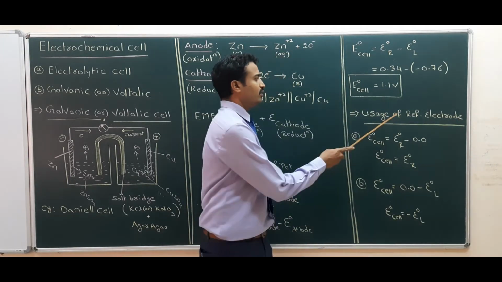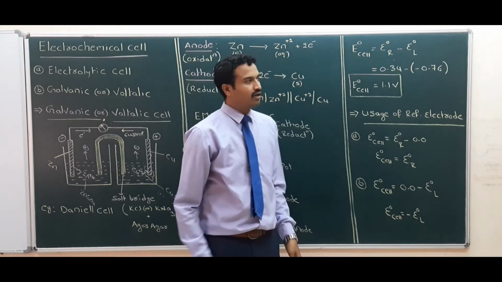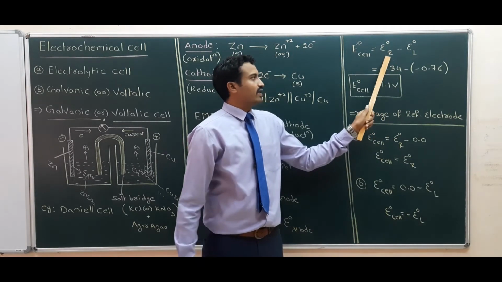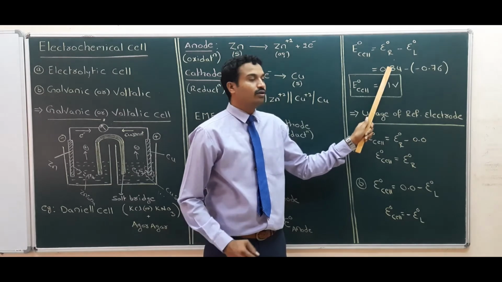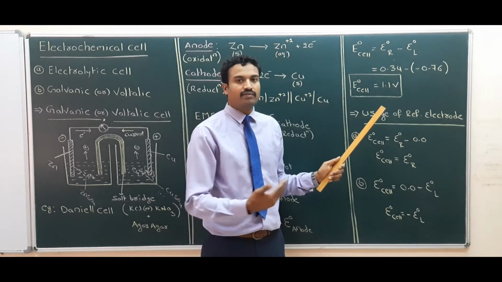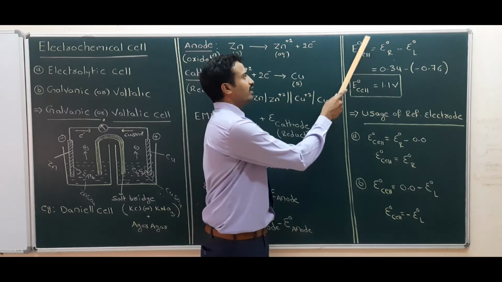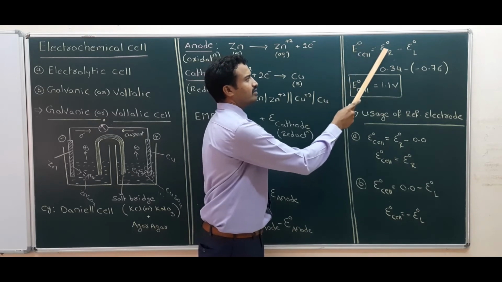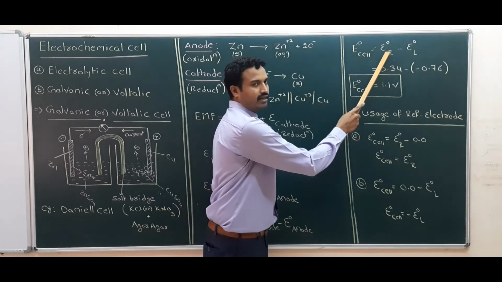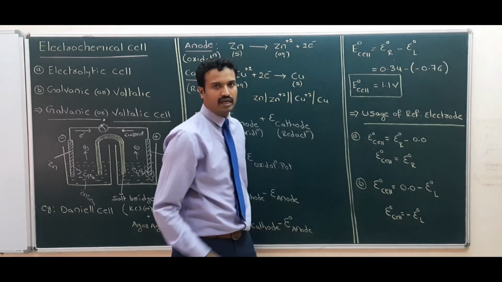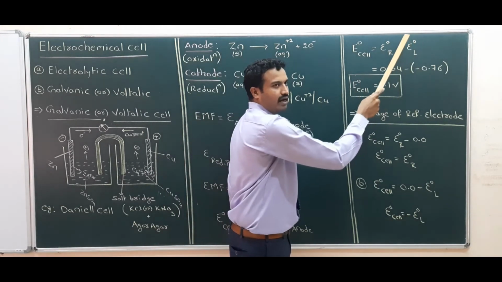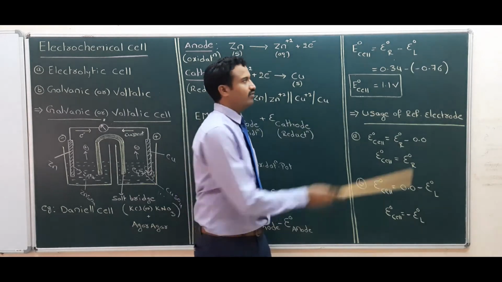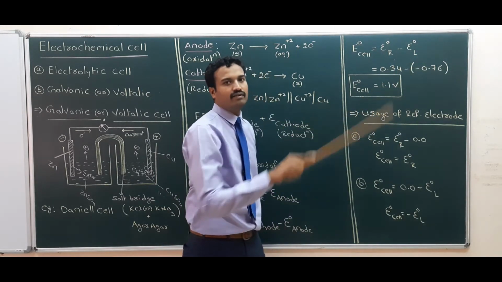Next, the usage of reference electrode. Now here this value we won't get directly. We can get this value by an indirect method, by using a reference electrode. For example, here electricity is generated because of the reduction potential and oxidation potential, both cathode and anode. If we know one value, we can calculate the other value. If one value is known, that is the standard value.